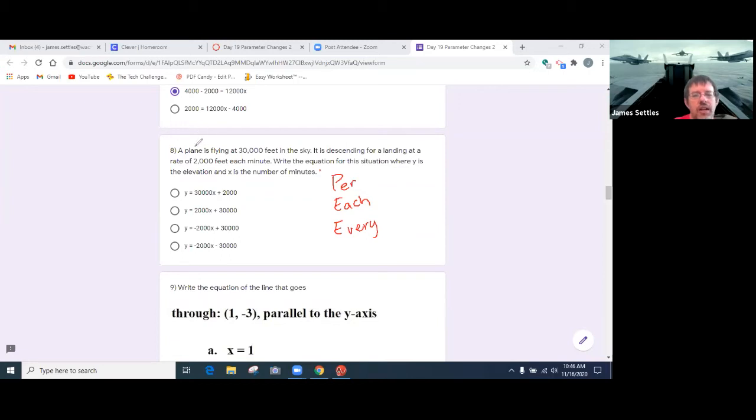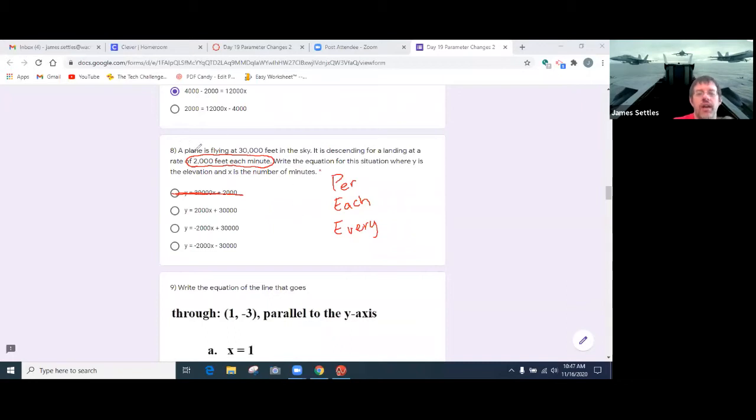And so we're looking at this. It says a plane flying at 30,000 feet is descending for a landing at a rate of 2,000 feet each minute. So that word each tells me that 2,000 has to be in front of X. So it's definitely not A. It could be B. It could be these right here, because we don't know if it's negative or positive. You actually have to go read it. So if nothing else at this point, we've narrowed it down to these, okay?